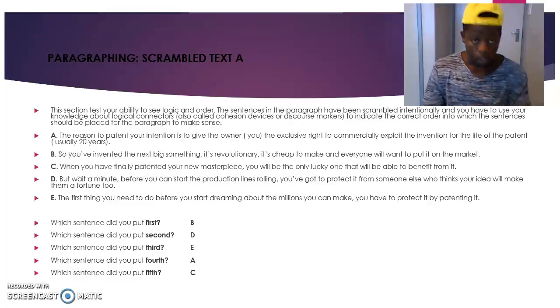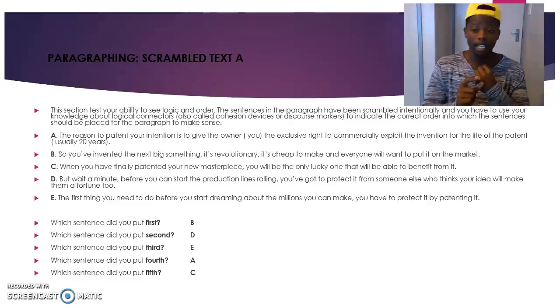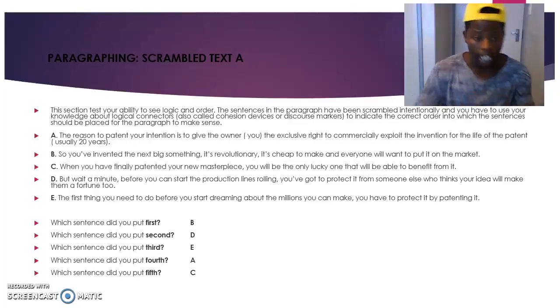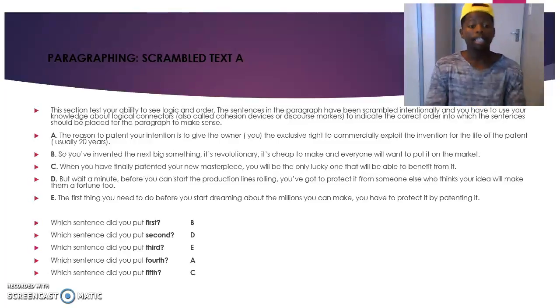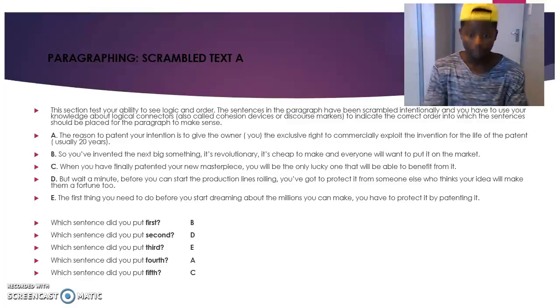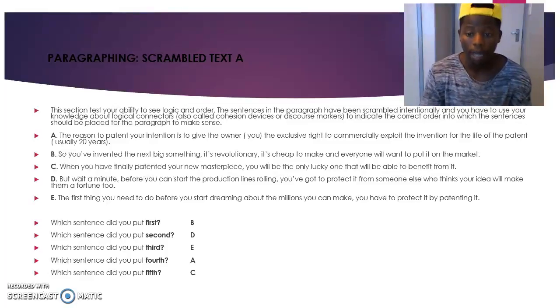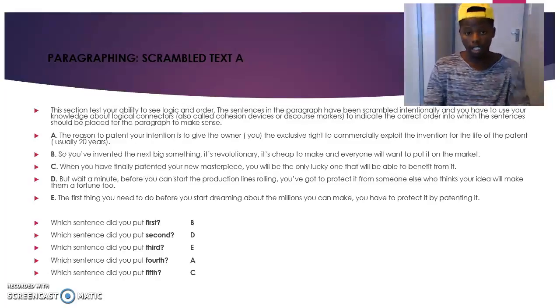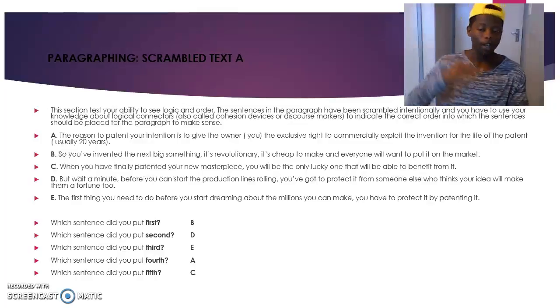Remember, guys, you have to start with the main idea, and you must have the developing idea and the addition. Then you will come to your conclusion. Now, what's the third answer? That answer is number E. The first thing you need to do before you start dreaming about the millions you can make, you have to protect it by patenting it. Now you can already see that there is chronological order here.